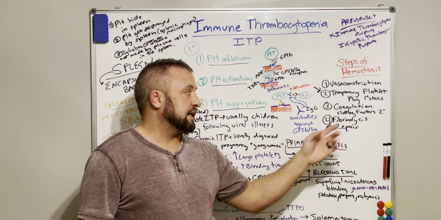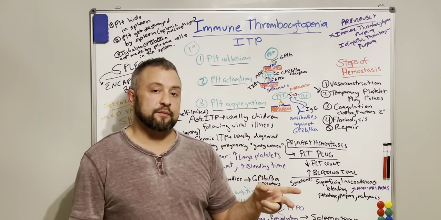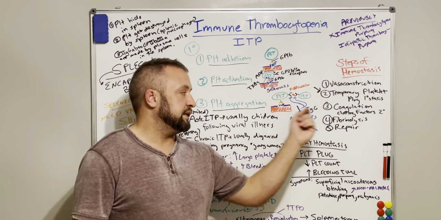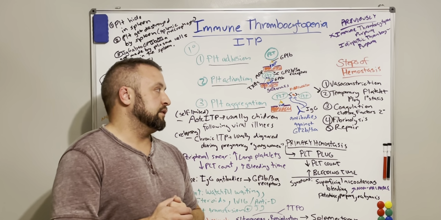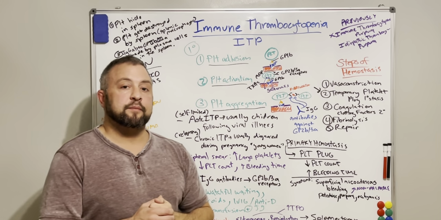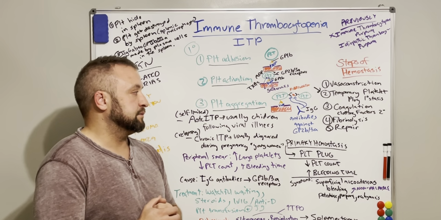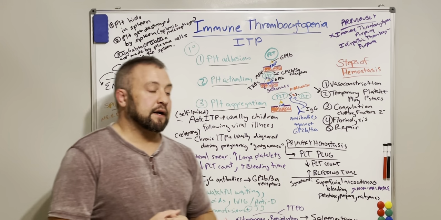The next thing that happens is we have activation of our clotting factors, or secondary hemostasis occurs. These are the things that affect our PTT levels. They're involved with fibrin production and clot formation. Then eventually the clot is broken up by our body's natural tissue plasmin, or TPA, and then the area is repaired.